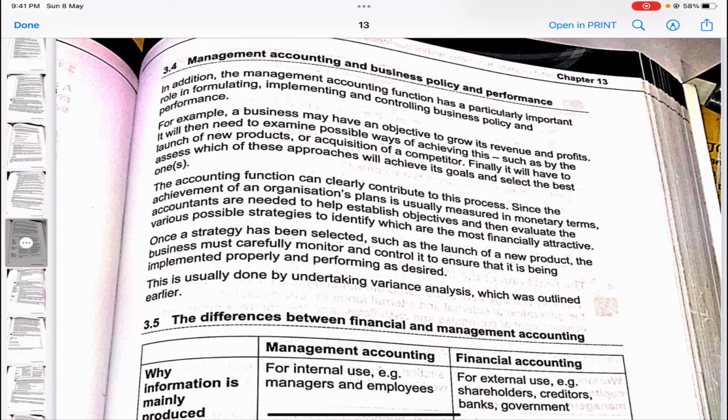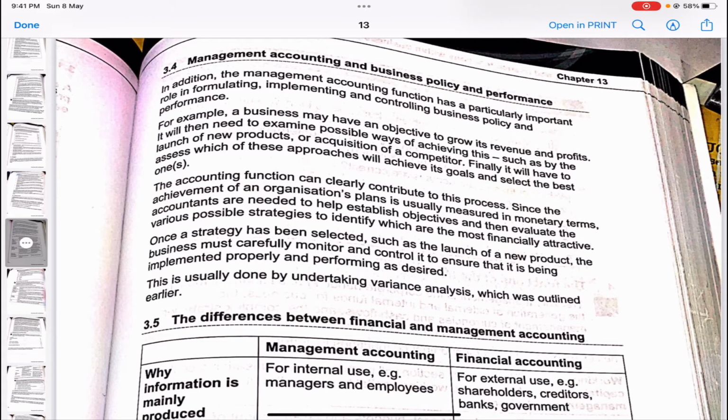Moving on to management accounting and business policy and performance. So, in addition, the management accounting function has a particularly important role in formulating, implementing, and controlling the business policy and performance. So, for example, a business may have an objective to grow its revenue and profits. It will then need to examine possible ways of achieving this, such as by the launch of new products or acquisition of a competitor. Finally, it will have to assess which of these approaches will achieve its goals and select the best ones.